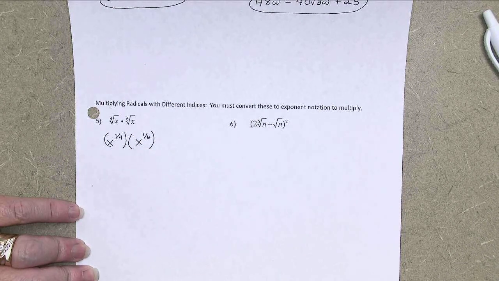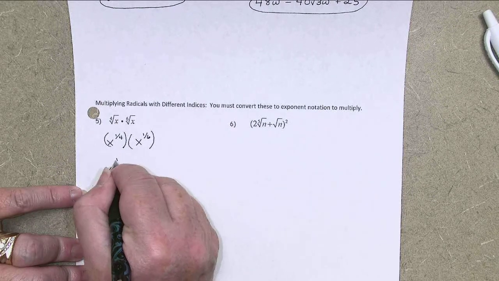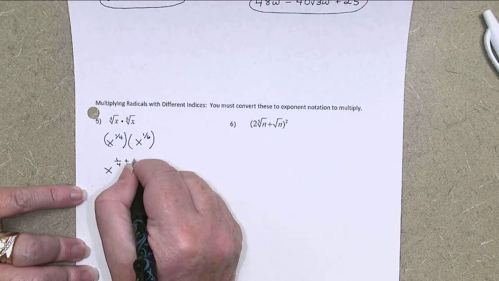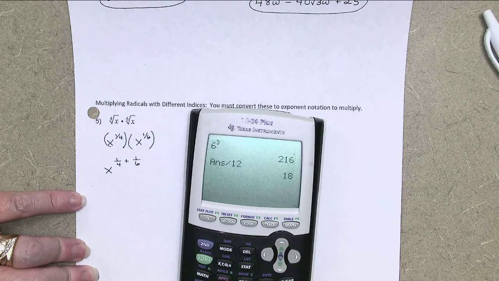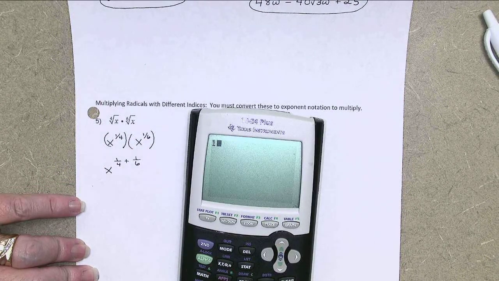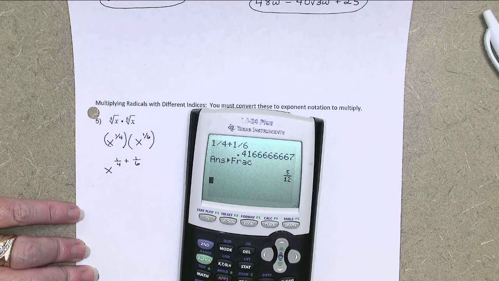Remember that when you multiply, you actually add exponents. So this is the x to the 1/4 plus 1/6 power, which if you can do that in your head, more power to you. No pun intended. But otherwise, the calculator will do it for us. We'll just change our answer back to a fraction. And we have x to the 5/12 power.